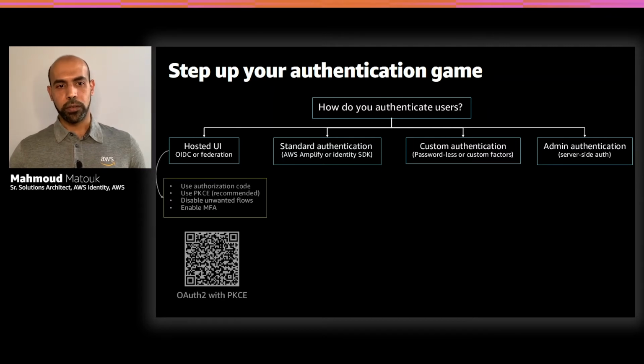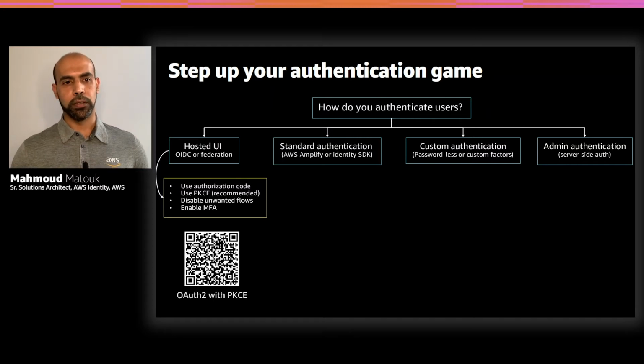So if this is the approach you take for your application, the best practice is to use authorization code flow. And it's also recommended to use PKCE, proof key for code exchange, especially if you are building a single page application. If this sounds unfamiliar to you, I recommend looking at the blog post down there. It's going to expand on these concepts, and it's going to give you a hands-on tutorial of how to build this. The other best practice is to disable the unwanted flows. So if you are using authorization code, disable the implicit flow, disable the client credentials, and just enable the one that you are using. And a gold standard, whenever possible, enable multi-factor authentication.